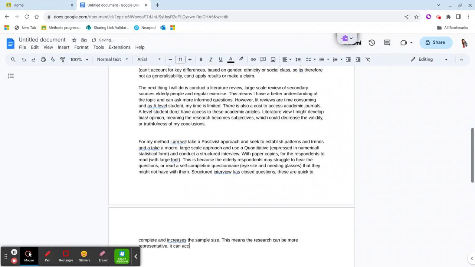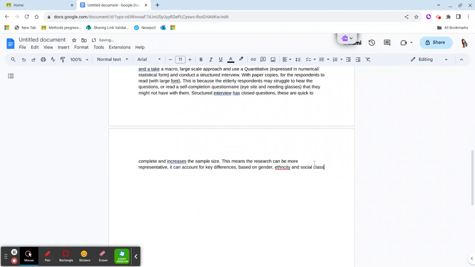It can account for key differences based on gender, ethnicity, and social class. So it's a larger sample because it's quick. Means it can account for key differences based on gender, ethnicity, and social class. And therefore, I can apply results or make a claim about elderly groups in general and their exercise.